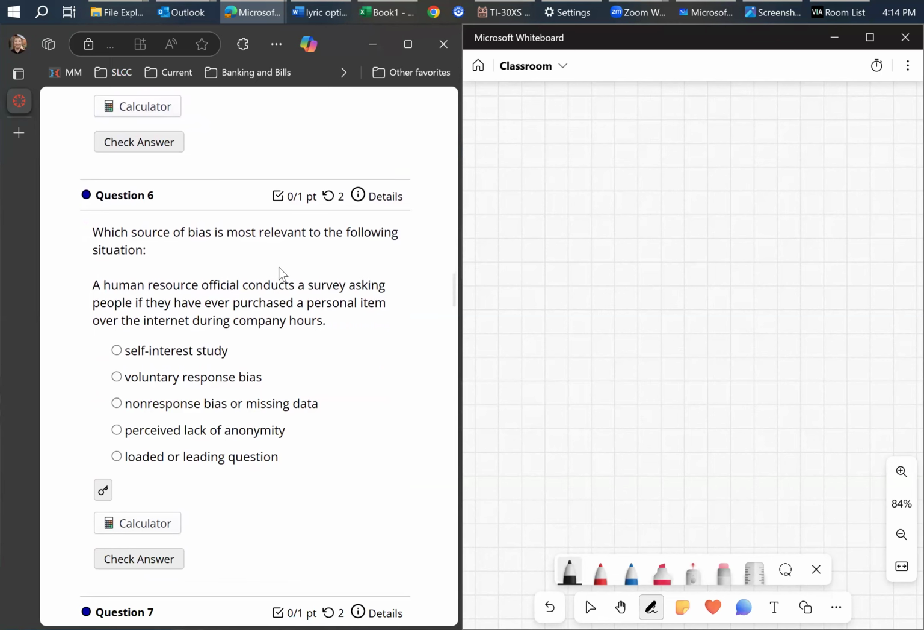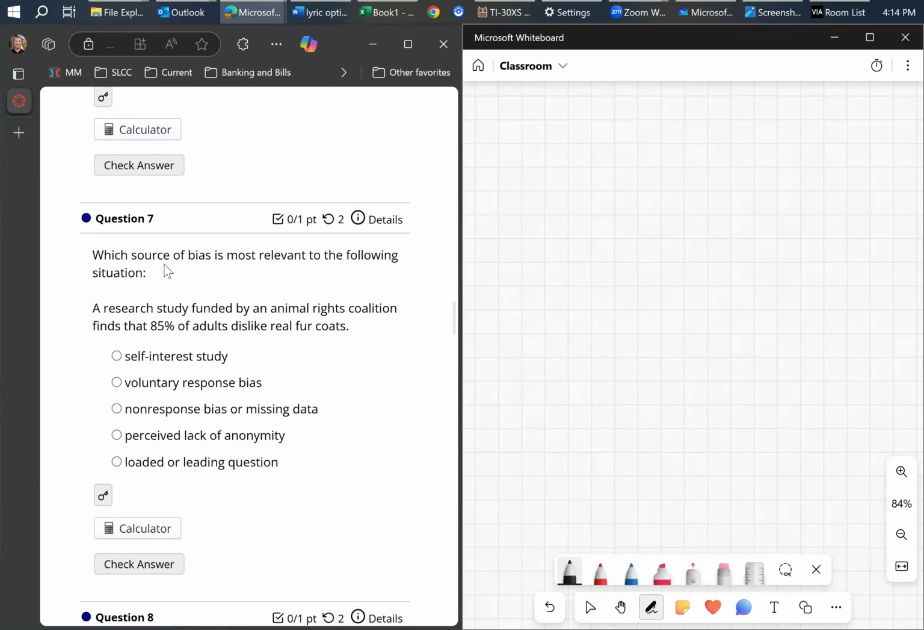Which source of bias is most relevant for this situation? A human resource official conducts a survey asking people if they have ever purchased a personal item over the internet during company hours. Well, they're probably not going to answer a human resource official truthfully if they have. So if this were a random poll, they might say yes, I have, but not if they're answering to someone that could get them fired. So this would be a perceived lack of anonymity, as if you're not feeling safe to answer correctly, or truthfully, not correctly, truthfully.